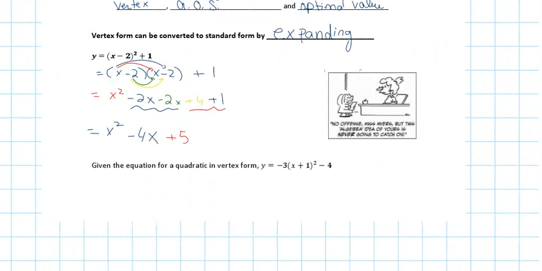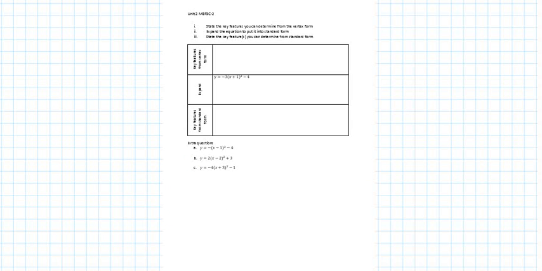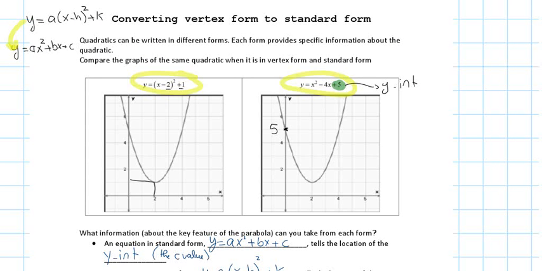Okay. Now, given the equation for a quadratic in vertex form, y equals negative 3 bracket x plus 1 squared minus 4. So this is the vertex form. Can you guys tell me what the vertex is? Negative 1 and negative 4. Okay. Which way does it open? Down. What's your step pattern?